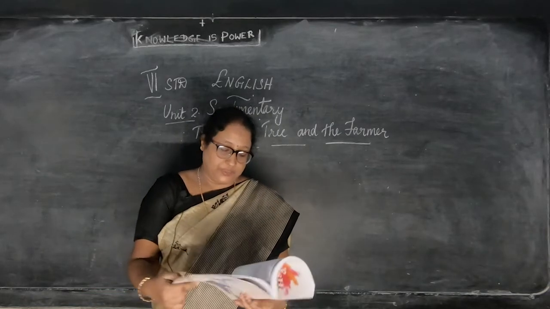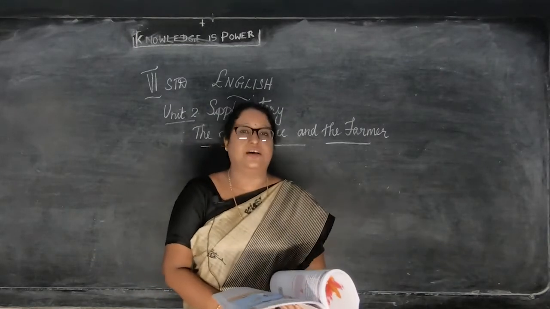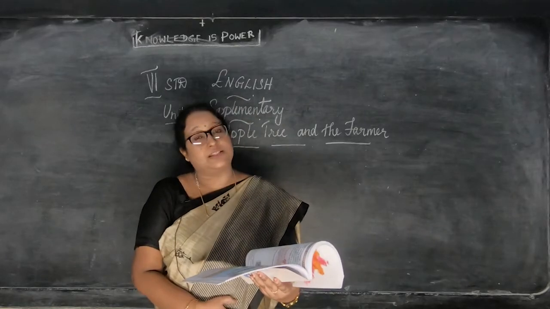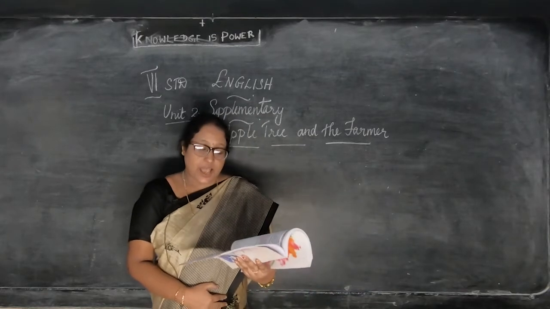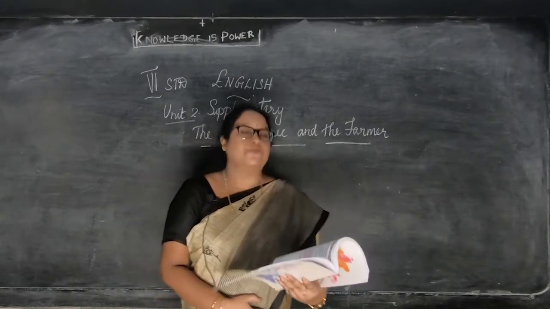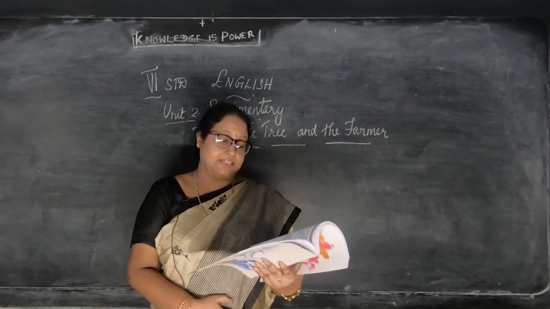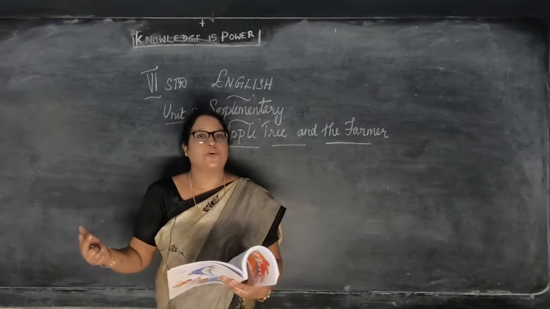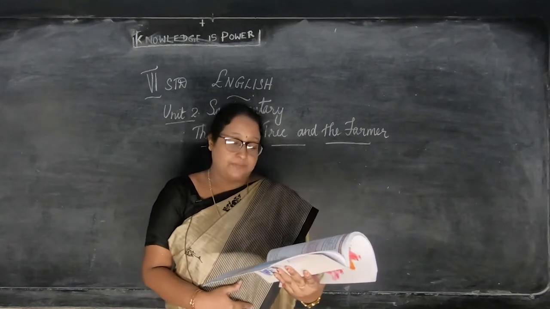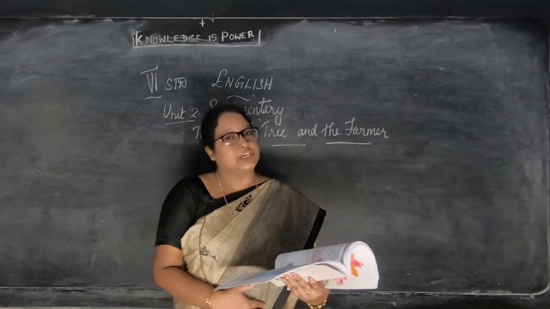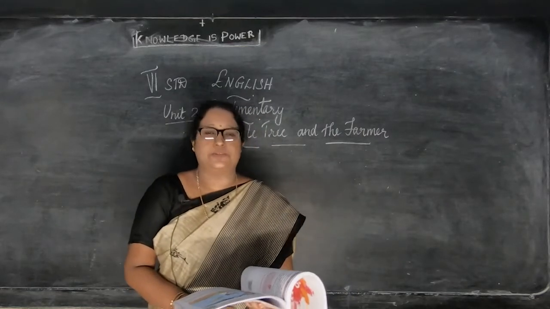Once upon a time, there was a farmer. Farmer means who? Vivasai we say. He lived in a village up in the hills beside a forest. Village na ungalku enna theriyum illaya, up in the hills, beside a forest. Forest na jungle solranga illaya, forest. In his farm, he grew many kinds of vegetables. So avanukku oru farm irundhathu where he grew many kinds of vegetables.